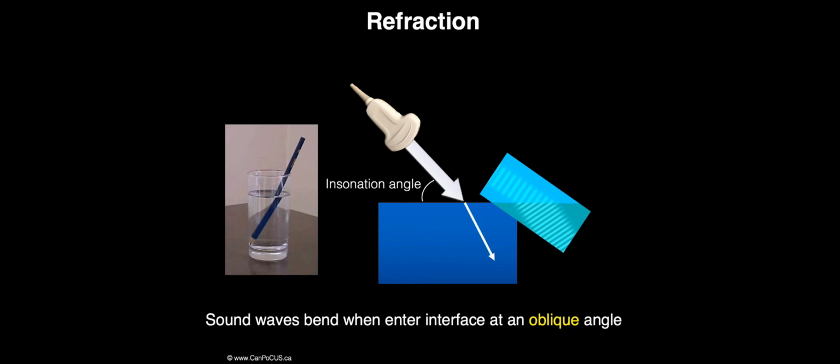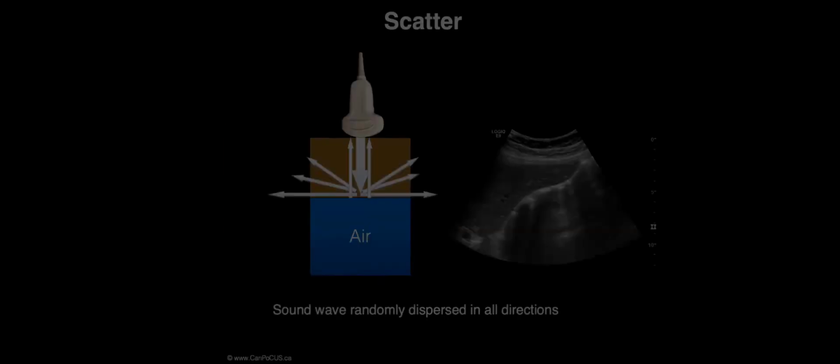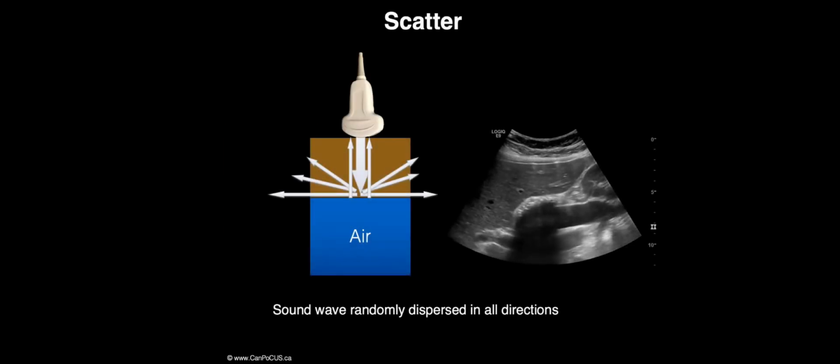This is due to a change in velocity of the sound wave as it passes from one medium to another. The greater the angle of insonation, the larger the degree of refraction. This can result in image artifact and can be minimized by trying to remain perpendicular to the structure of interest. When sound waves pass between mediums with significantly different impedance, reflectivity can become disordered and chaotic.